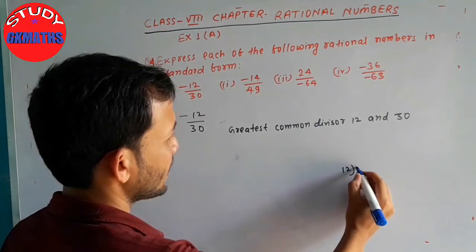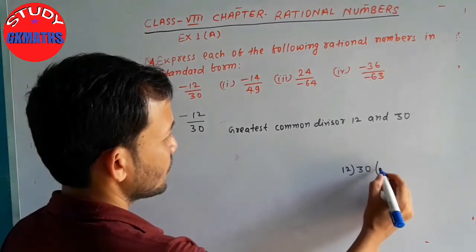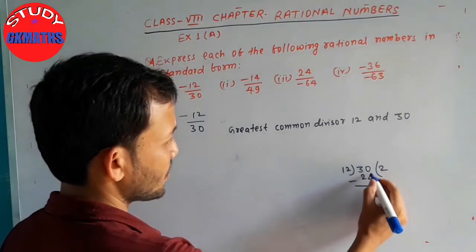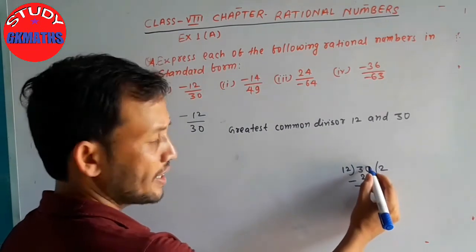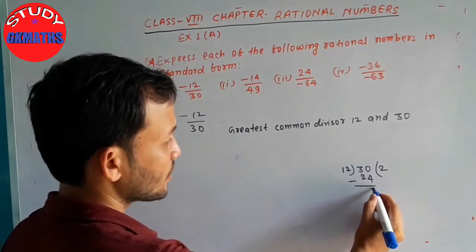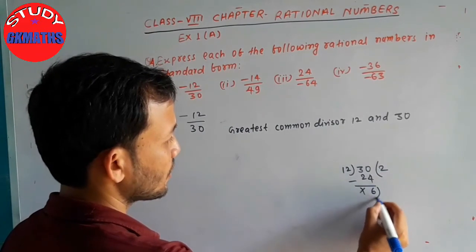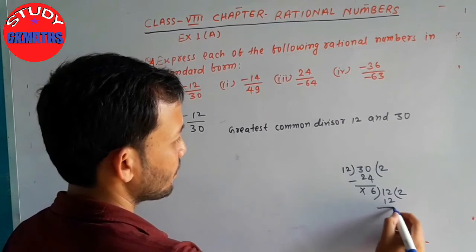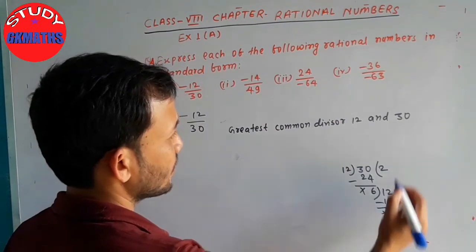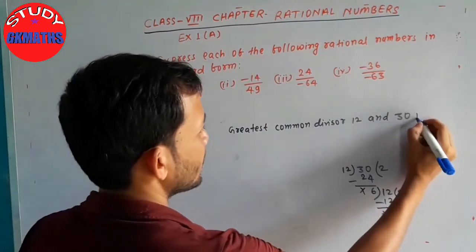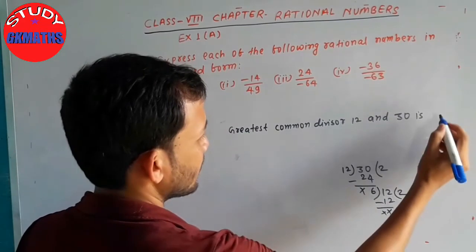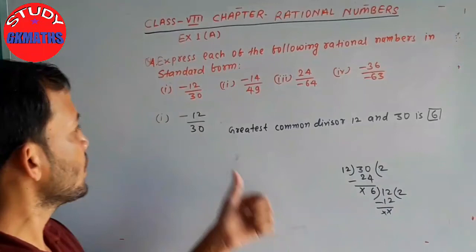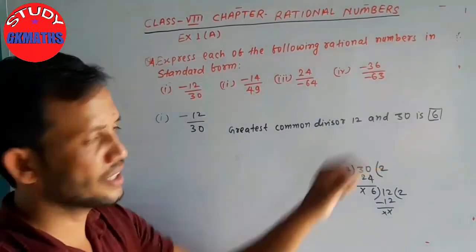Divide 30 by 12. 12 twos are 24. Just subtract, borrow, and get 6. Then cancel out 6 and 12: 6 twos are 12, so the remainder is zero. The greatest common divisor of 12 and 30 is 6.